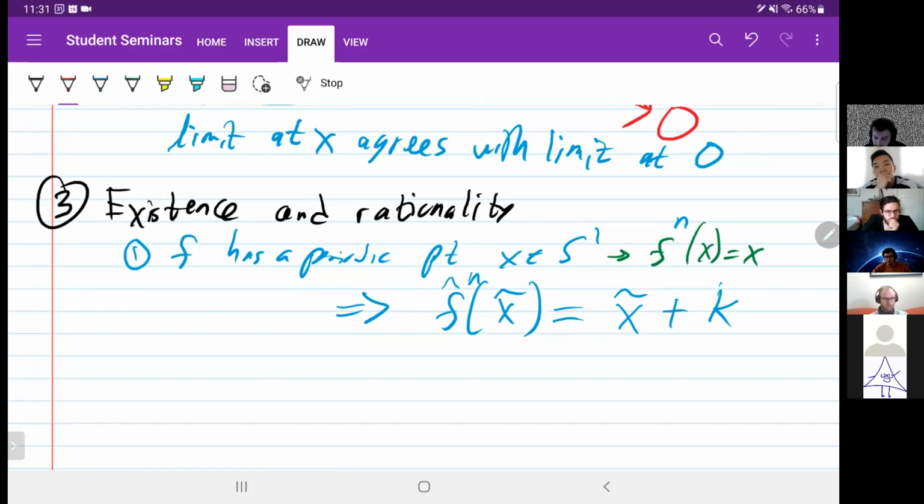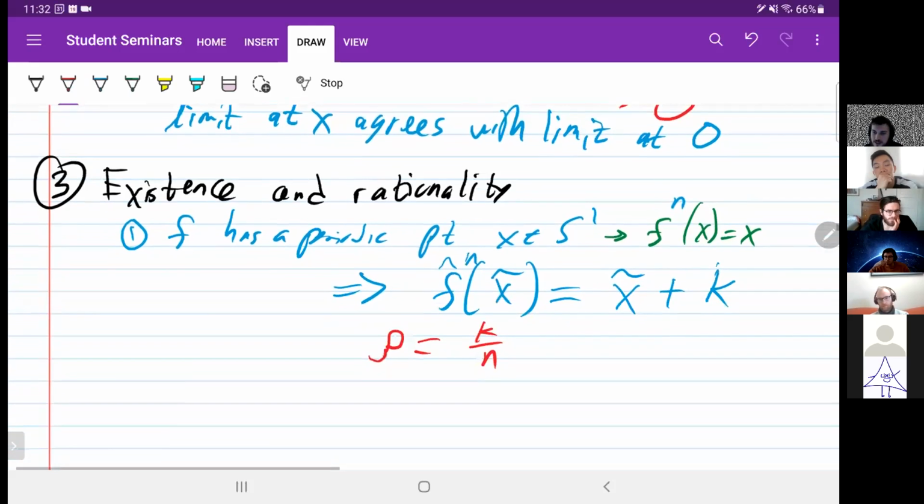And what I claim is that the rotation number means it's the average amount I go around the circle every time I apply f. So this equality tells me if I apply f n times on this point, I go around the circle exactly k times. So this limit rho, this rotation number, is just equal to k over n. It's rational automatically. On average, every time I apply f, I go around the circle k over n times.